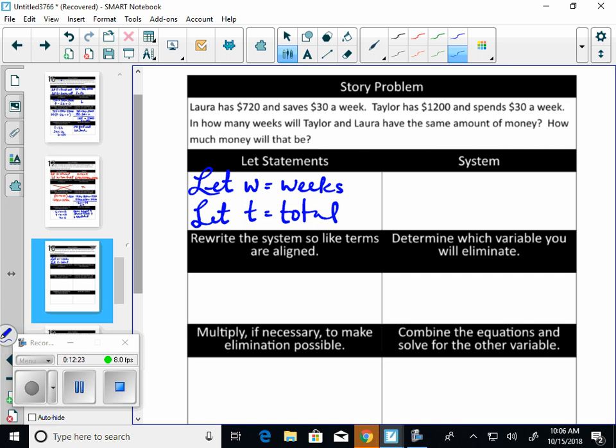So let's write our system. For Laura, what does she do? She has $720 and she saves $30 a week. That's going to give her a total amount of money in her bank account. So Taylor has $1,200 and he spends $30 a week. What does that mean? Subtract it, yeah. And that's going to give him a total.